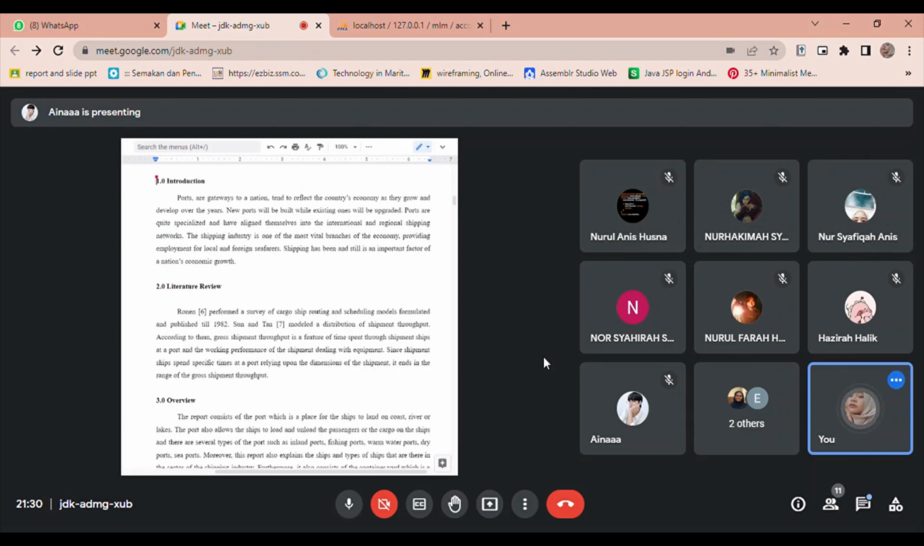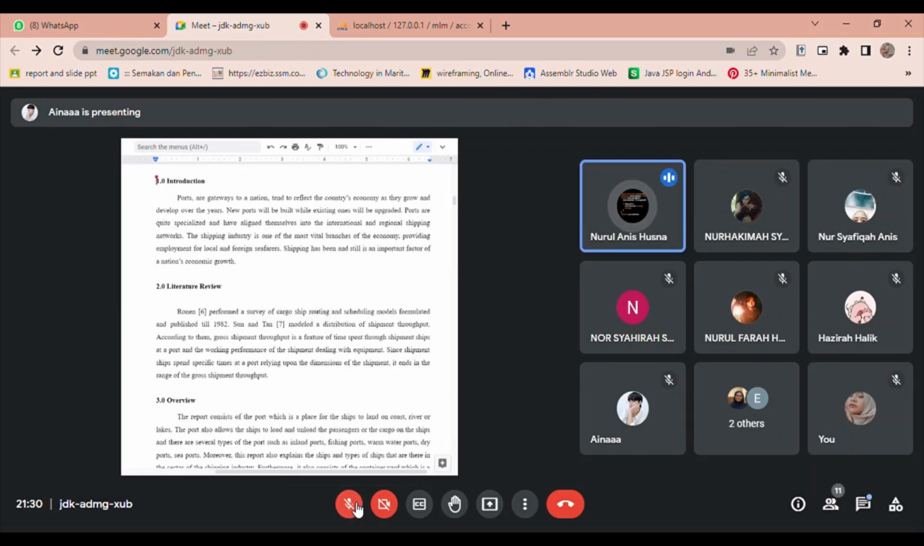The shipping industry is one of the most vital branches of the economy, providing employment for local and foreign seafarers. Shipping has been and still is an important factor of a nation's economic growth.